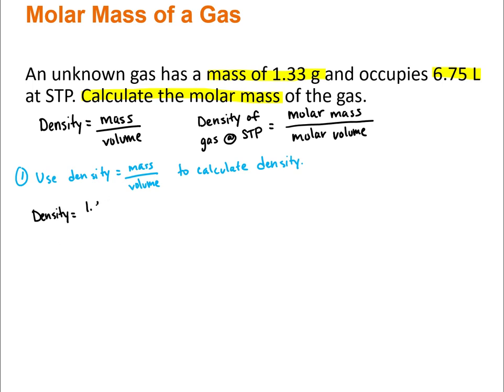We've got 1.33 grams as our mass, 6.75 liters as our volume. So I carried a bunch of digits there because we're not ready for sig figs yet. We're just calculating the density. We haven't gotten to the very end of the problem, which is the molar mass.